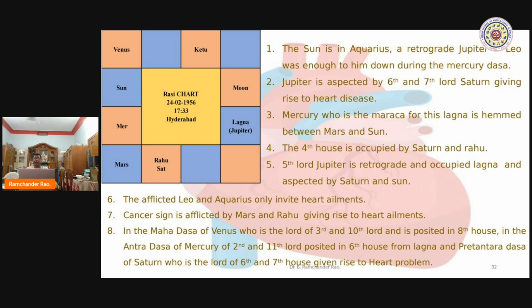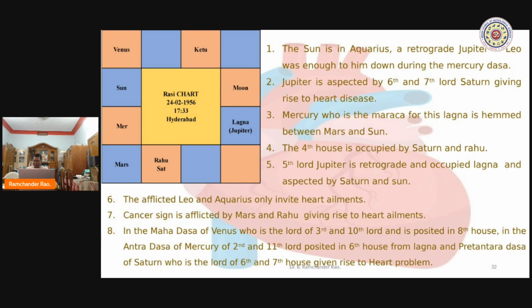Now, the Sun is in Aquarius here. A retrograde Jupiter in Leo was enough to bring him down during the Mercury Dasa. That's very, very important. I told you anyway, retrograde planets in Leo are dangerous. Jupiter is aspected by Saturn, the 6th and 7th lord, giving rise to heart diseases. Saturn aspects by the 10th aspect, it is aspecting the Lagna and Jupiter also.